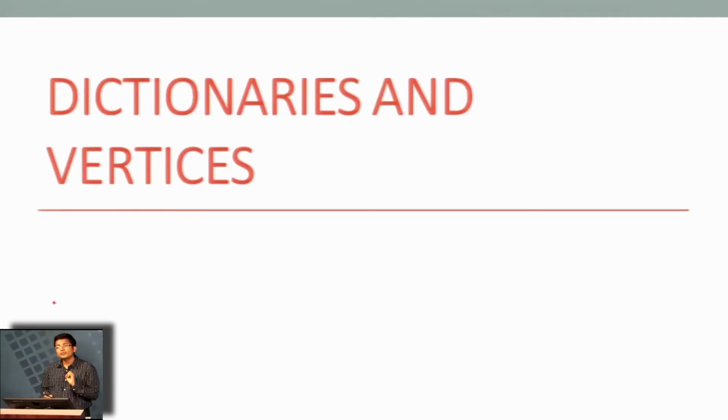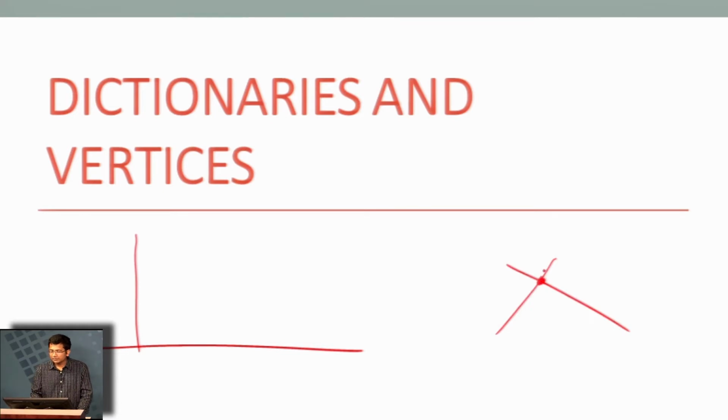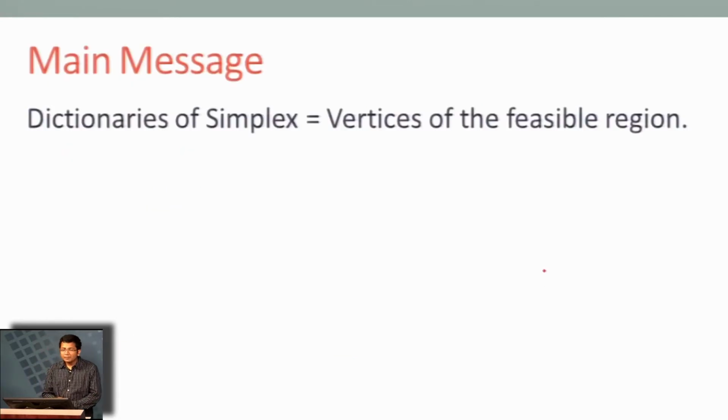So in this video, we are going to talk about dictionaries and vertices. We are going to make formal the connection between dictionaries and vertices of the feasible region. That's going to give us the geometric view of what simplex is up to. All right. So what's the main message of this video?